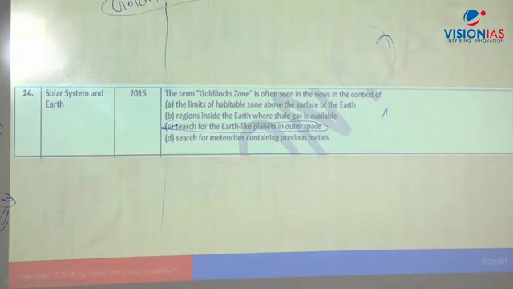So we have some more aspects of solar system to be covered. We will do that tomorrow, and tomorrow I will be starting with geomorphology also.